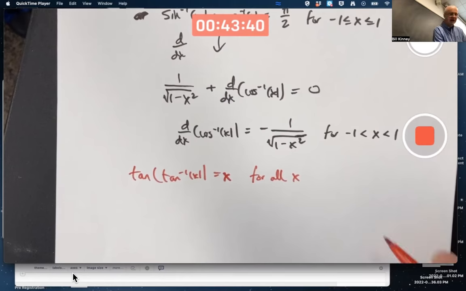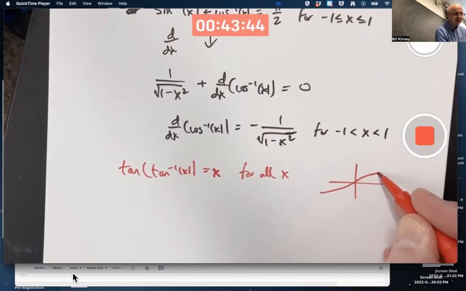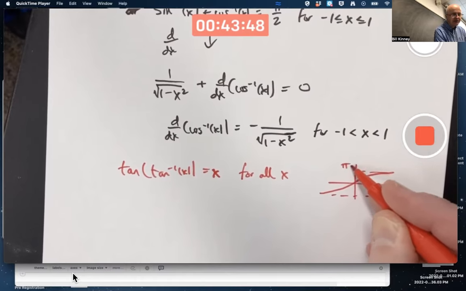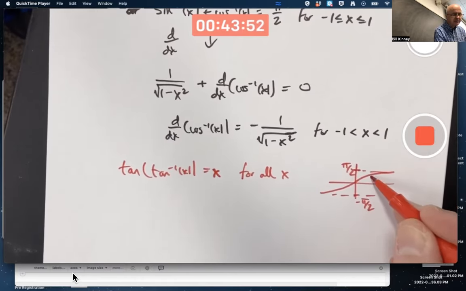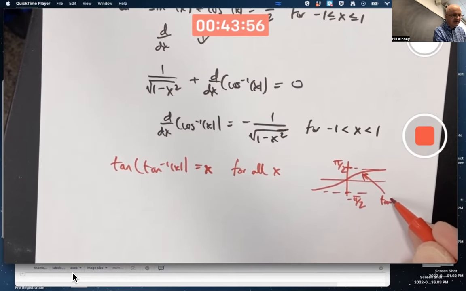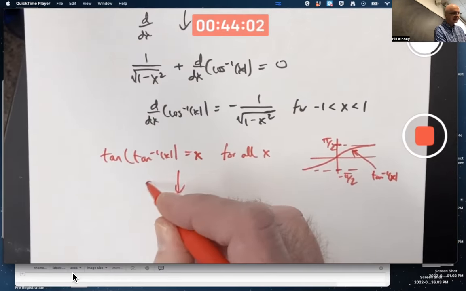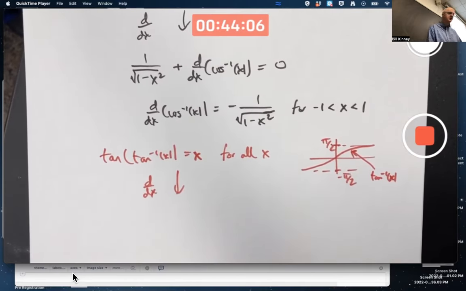The graph of inverse tangent happens to look like this. It's got two distinct horizontal asymptotes at pi over 2 and negative pi over 2. That's the graph of inverse tangent. It is defined for all values of x. Once again, differentiate both sides. What's the derivative of tangent, though?